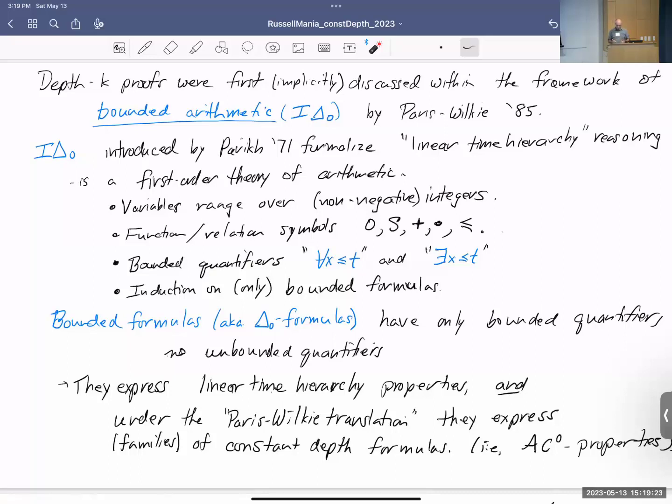So what's the Paris-Wilkie translation? I probably should have made that blue. So make it blue.